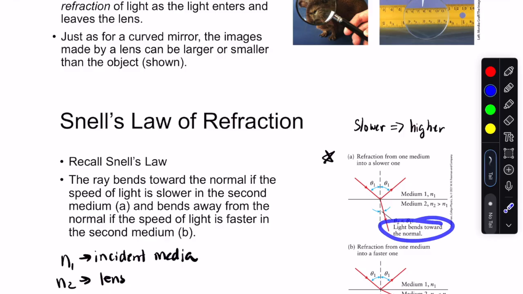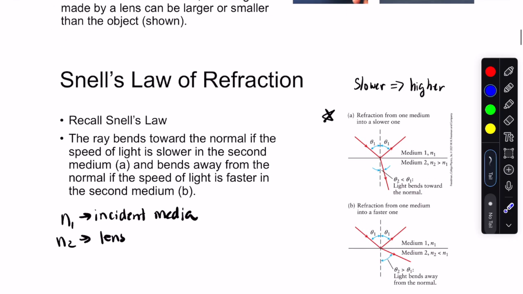Okay? Now, when light enters one medium and goes into a faster one, that means we are going into a lower index of refraction, right? So faster light travel means lower N. Let me write N. There we go. We move into a smaller index of refraction. The light's going to start moving faster, and what happens is it bends away from the normal, okay?